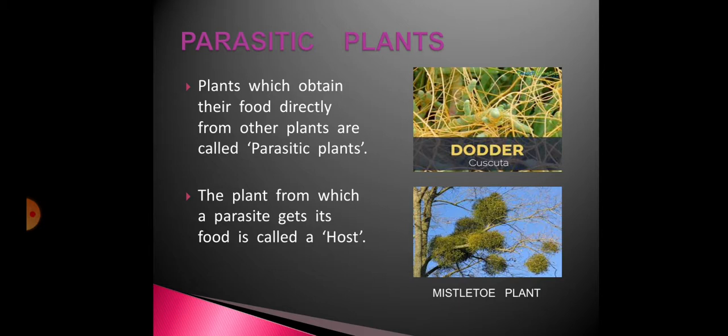We have another type of parasite called a partial parasite. Some parasitic plants like mistletoe, as you can see in the picture, grow on trees such as mango and have green leaves and can synthesize their food. They take water and minerals from the host plants. Hence, they are called partial parasites.